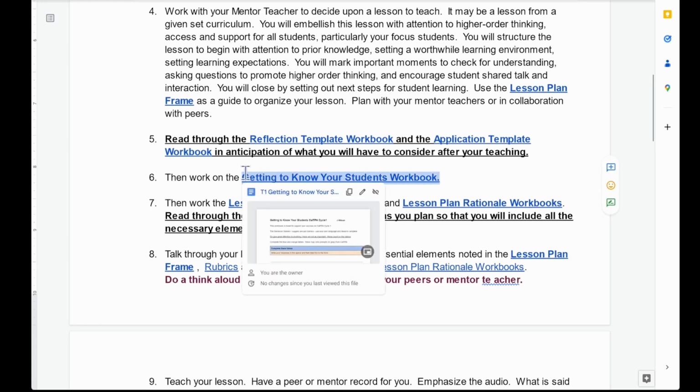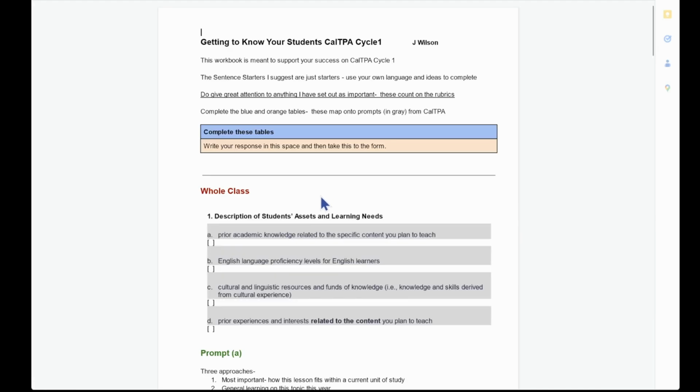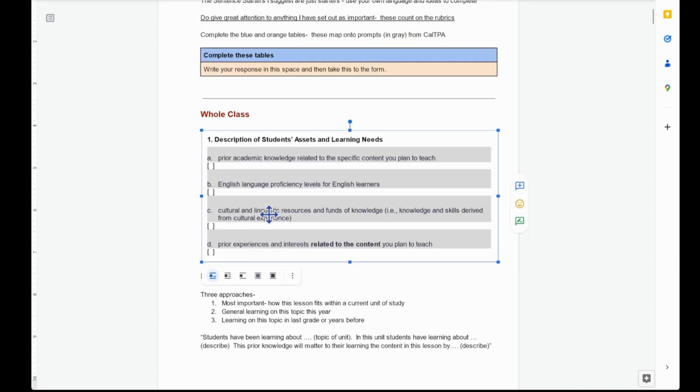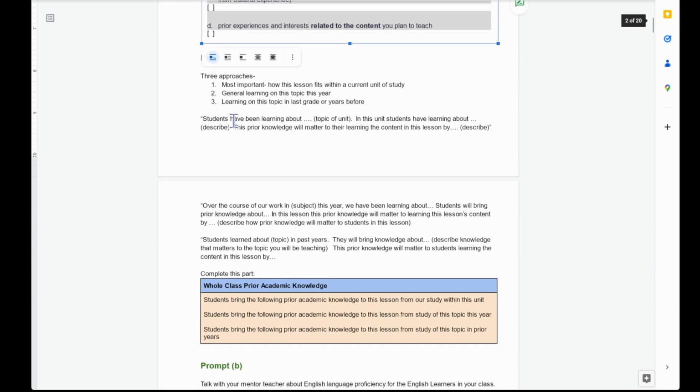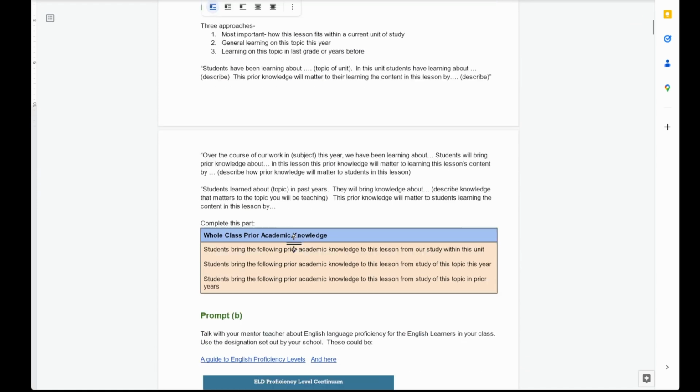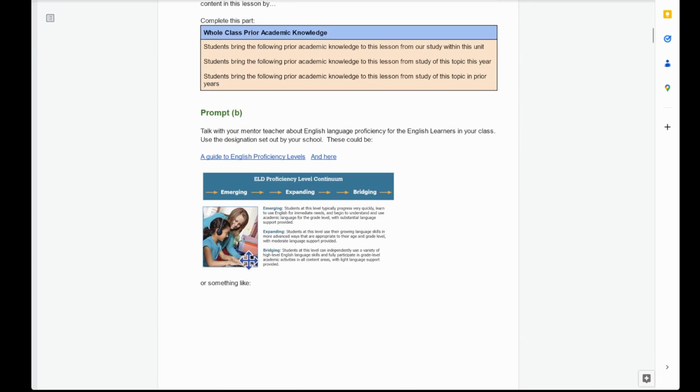I suggest you start with Getting to Know Your Students workbook, and this will look familiar again. Again, the sentence starters are meant to support you. Use your own ideas and language, and then you'll see here are the prompts from CalTPA, and then I outline sentence starters and approaches and some workspace. I often will give support links.